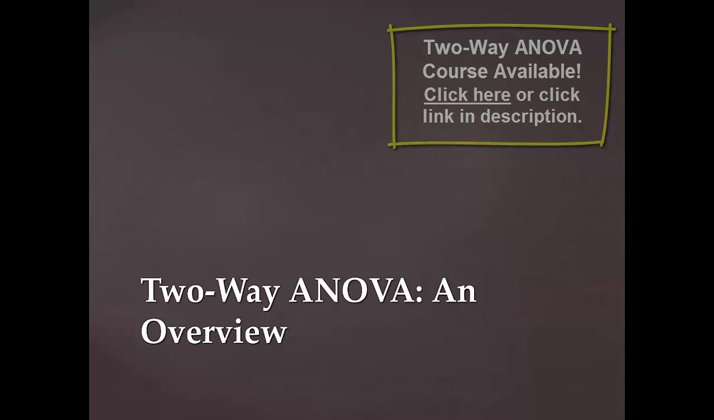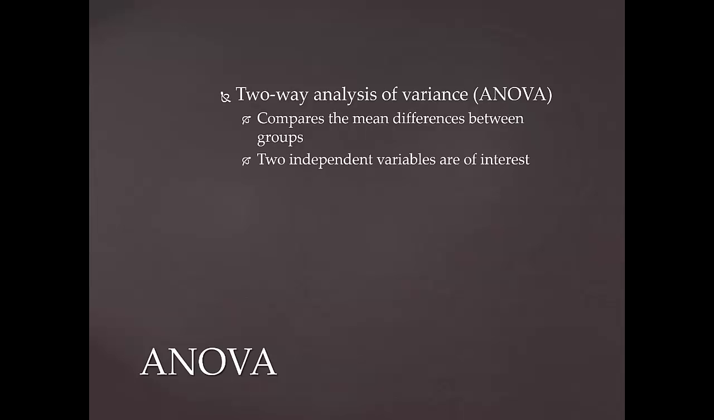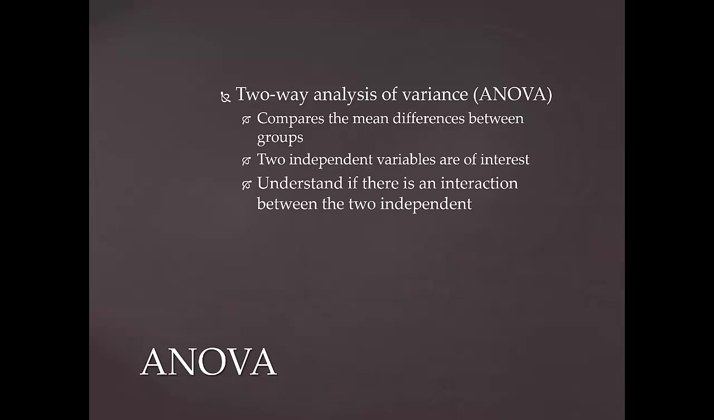Let's begin by discussing what a two-way ANOVA, or two-way analysis of variance, is. A two-way ANOVA compares the mean differences between groups in which two independent variables are of interest. Really, the primary purpose of a two-way ANOVA is to understand if there's an interaction between two independent variables on a dependent variable. For example, in this set of tutorials, we are interested in how gender and type of program interact to describe the variance in sense of community.